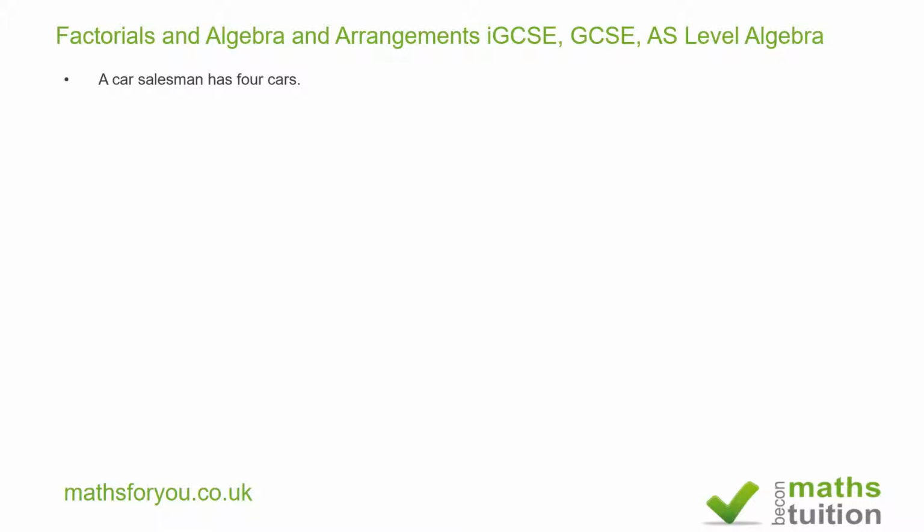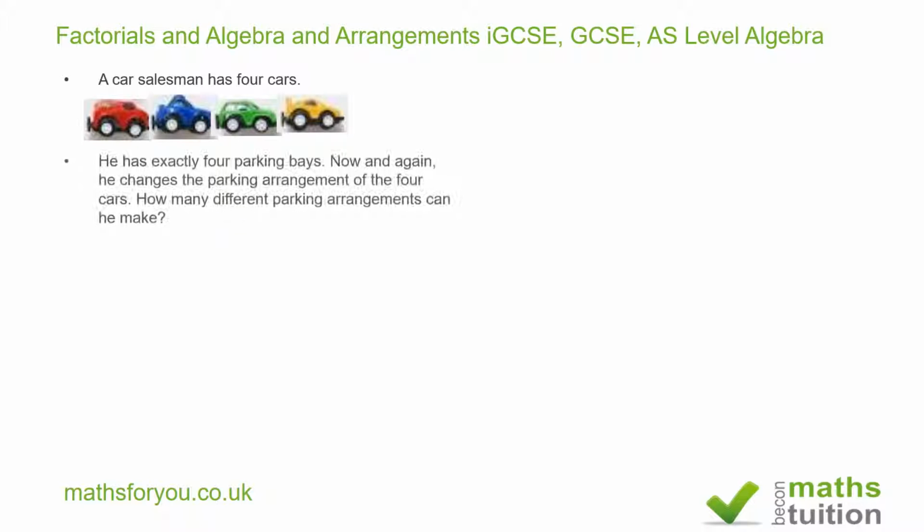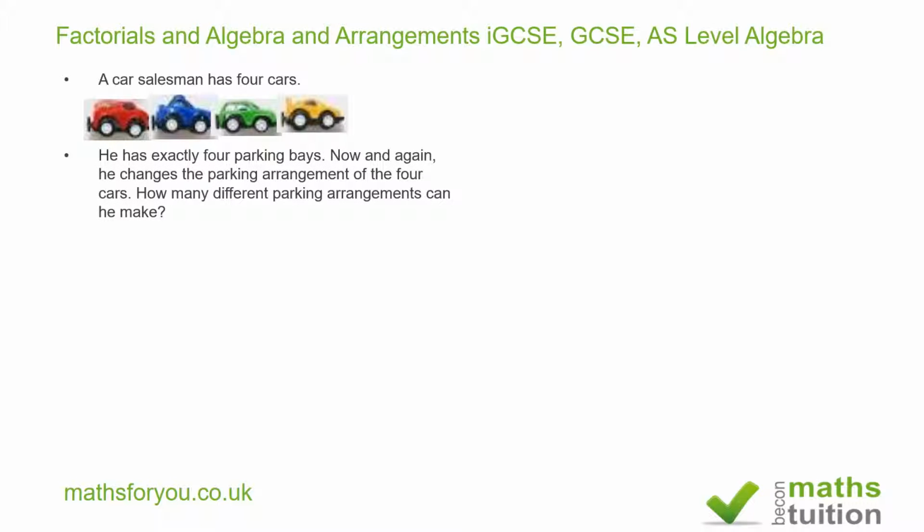It says here, a car salesman has 4 different cars, and the cars are these. So you've got a red car, a blue car, a green car, and a yellow car. So they're in fact different in terms of colors. It then says he has exactly 4 parking bays. Now and again, he changes the parking arrangements of the 4 cars. How many different parking arrangements can he make? Right. Now, don't forget that at any one time, there has to be only 1 car in each parking bay.